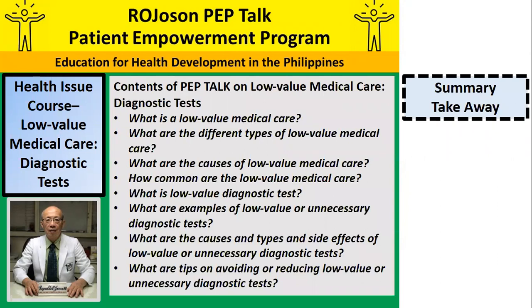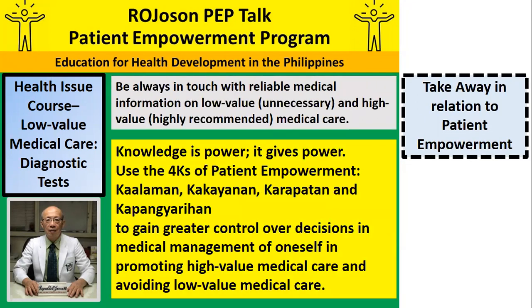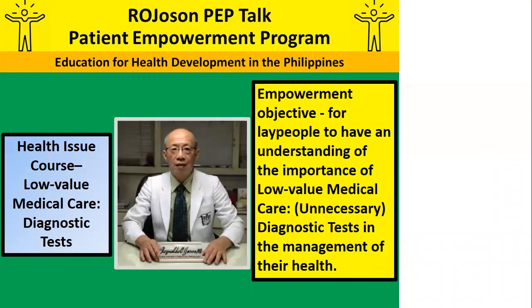So summary and takeaway, I have presented and discussed all these various items, okay, as listed earlier. And then takeaway in relation to patient empowerment, be always in touch with reliable medical information on low value or unnecessary and high value, highly recommended medical care. Knowledge is power, it gives power. Use the 4 Ks of patient empowerment, kaalaman, kakayanan, karapatan, and kapangyarihan to gain greater control over decisions in the medical management of oneself in promoting high-value medical care and avoiding low-value medical care. So I'd like to end this pep talk now, okay? On low-value medical care diagnostic tests, I hope I have empowered you to have a better understanding on the importance of low-value medical care, specifically for this topic today, unnecessary diagnostic tests in the management of your health.